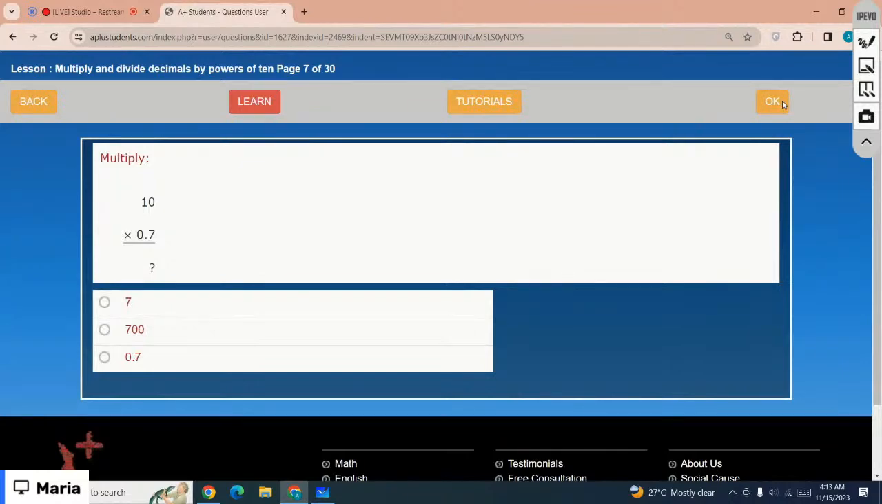Okay, the next one is 10 times 0.7. Which is the correct option? Your 10 has only one zero, right? So you need to move the decimal point one place, right? Because when you're multiplying, keep this very important point in your mind for decimals: if you're multiplying a decimal value by a power of 10, you need to move the decimal point to the right side, right? And when you are dividing, you have to move the decimal point to the left side. So the correct option is 7. Very good.